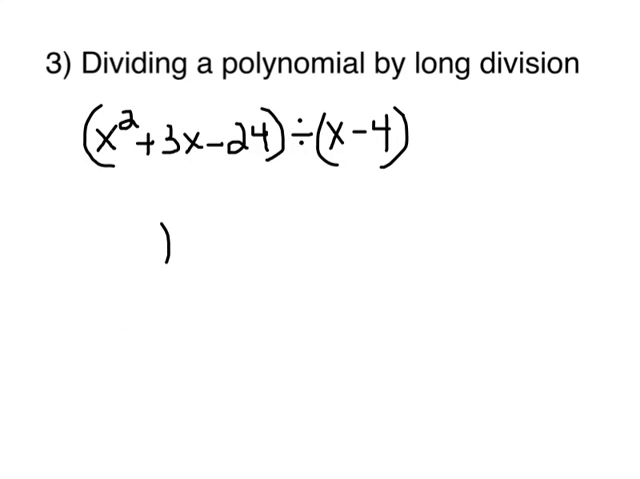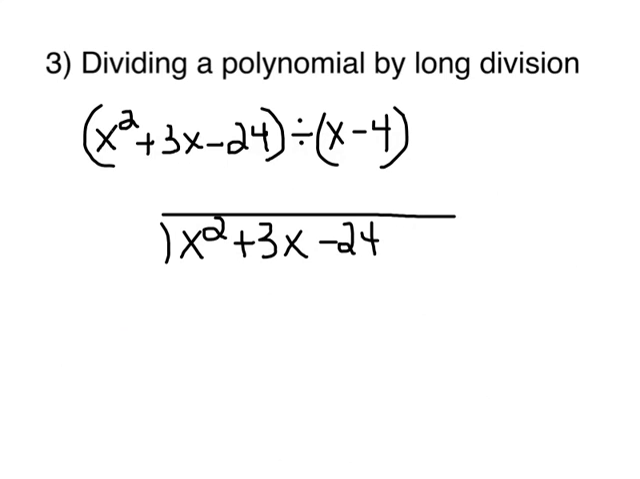So in long division, here's our long division bar. We're going to divide x squared plus 3x minus 24 by x minus 4. And this works the same way regular long division goes, except we only have to look at our first term here of x. x times what would give us an x squared? So an x times an x would give us an x squared.